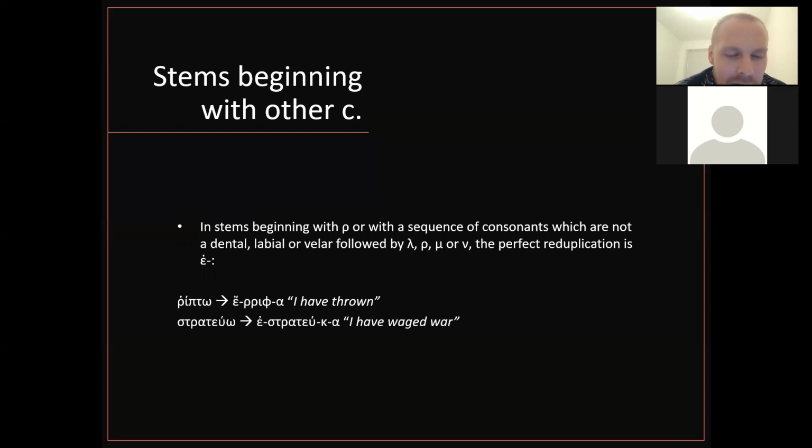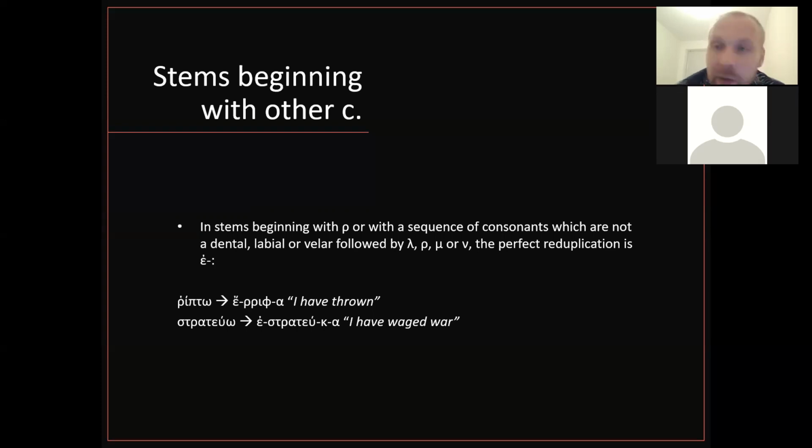Okay. Anyway, if the root of the verb, on the other hand, begins with a rho, or with a sequence of consonants which is not any of the previously mentioned combinations, then the reduplication follows a different logic. In this case, the reduplication is a simple epsilon. Thus, rhipto becomes erhipha in the active perfect indicative, with reduplication of the initial rho as well in this case. And strateuo, I wage war, becomes estrateuka.